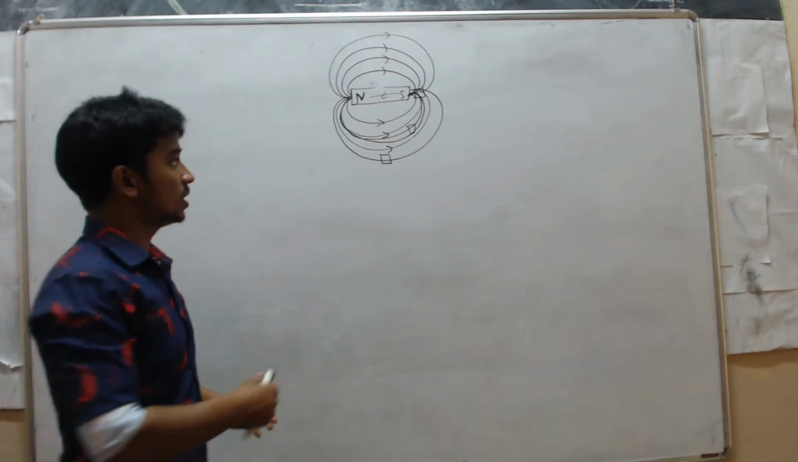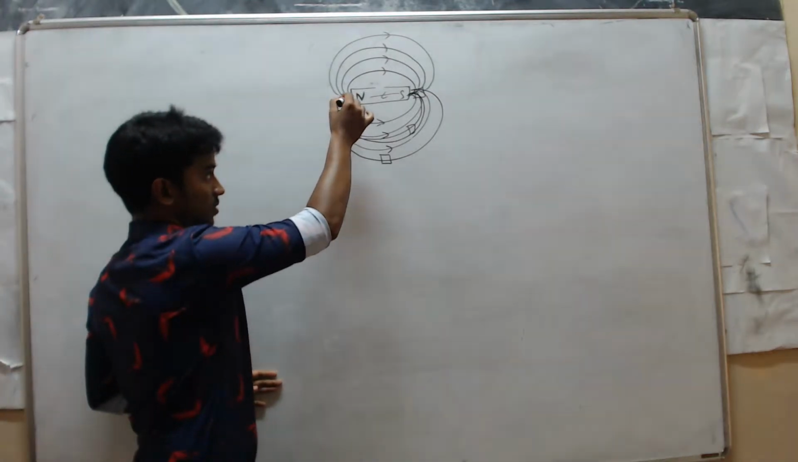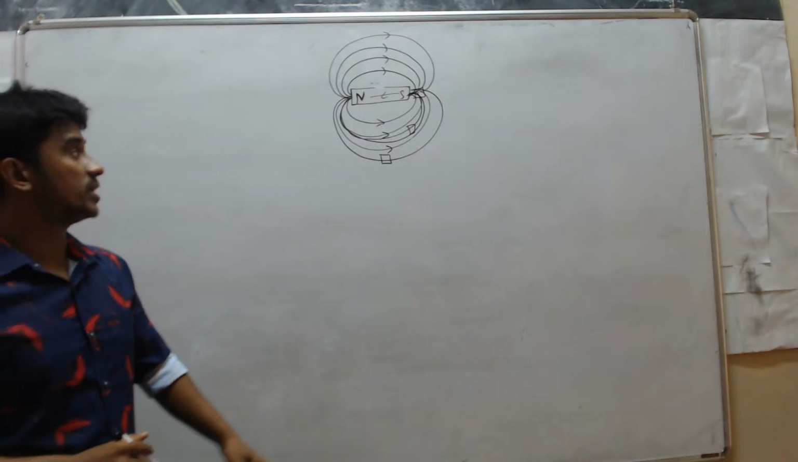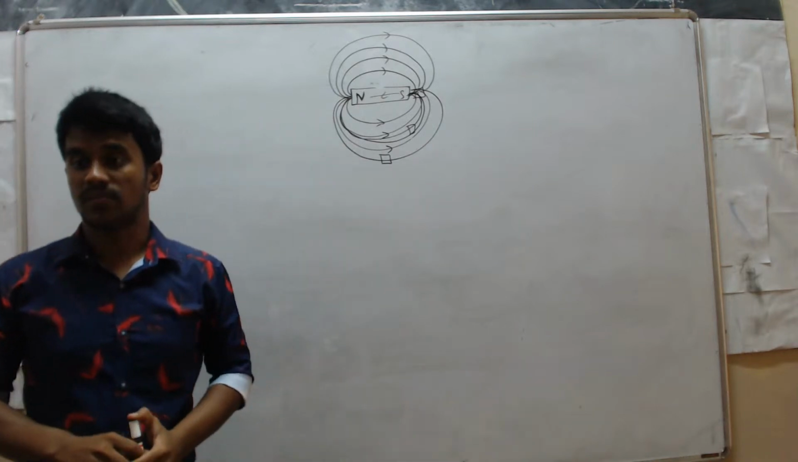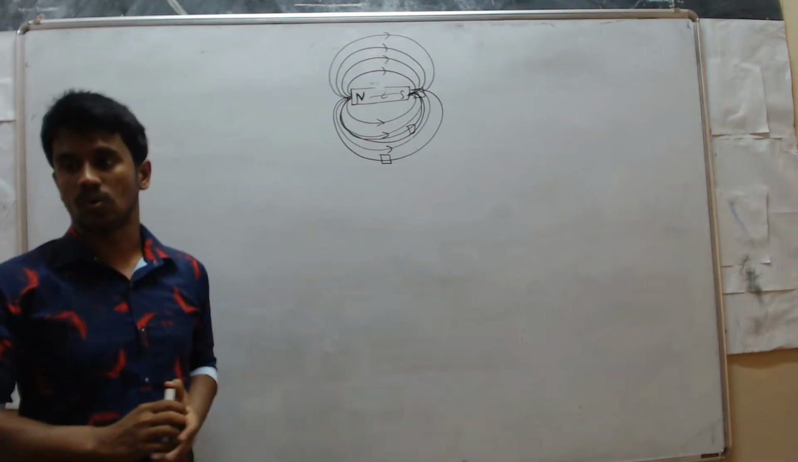Okay, when you go closer to the magnet, suppose if you keep an object, you will experience more magnetic field lines. So that's why we can say that the strength of the magnetic field is more.